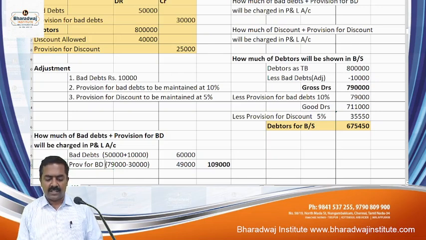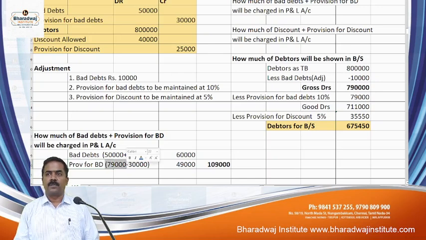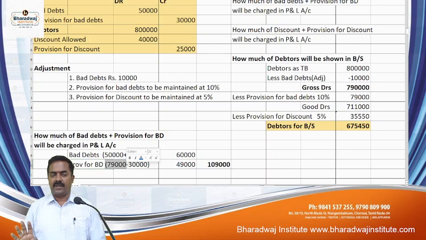So what is the estimate at the end of the year? Already you are having how much? 30,000 now. Balance an extra 49,000. Otherwise, this 60,000 is like actual expenses. This 79,000 is like anticipated expenses. Anticipated expenses. Very simple.